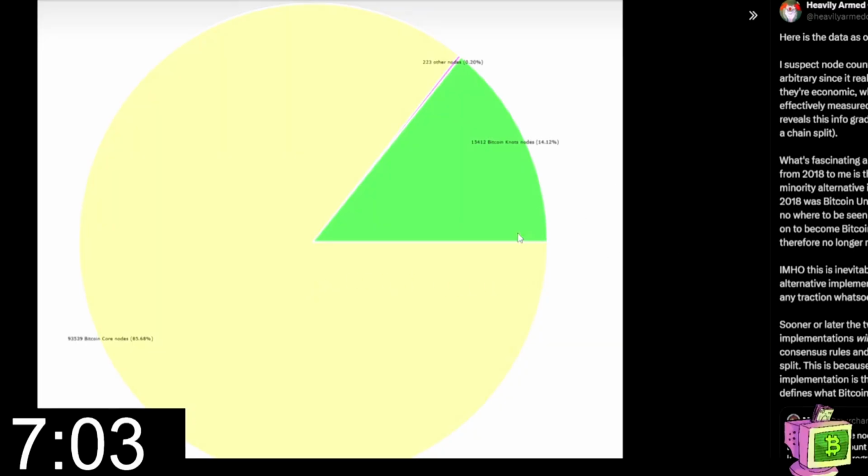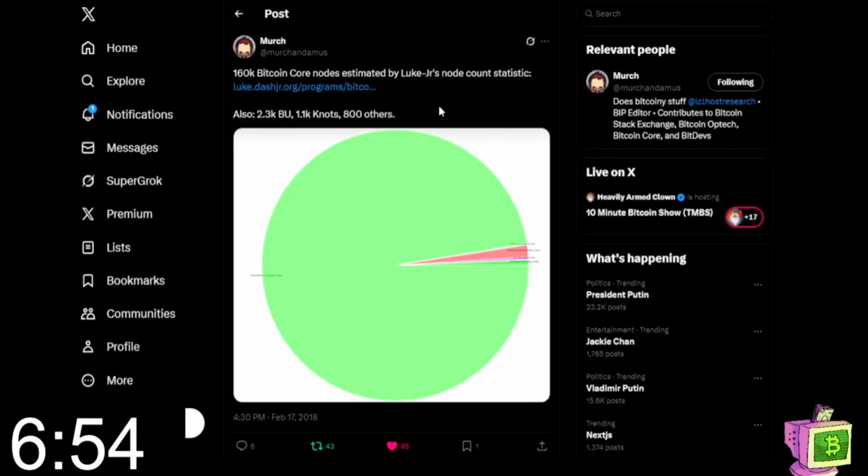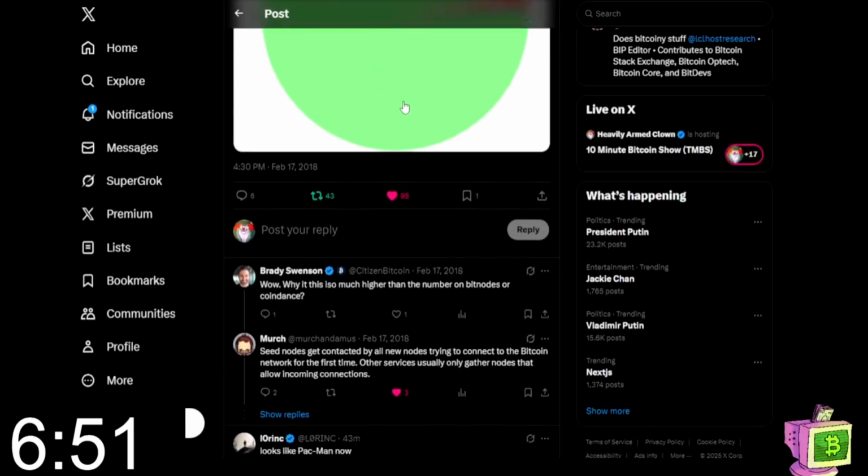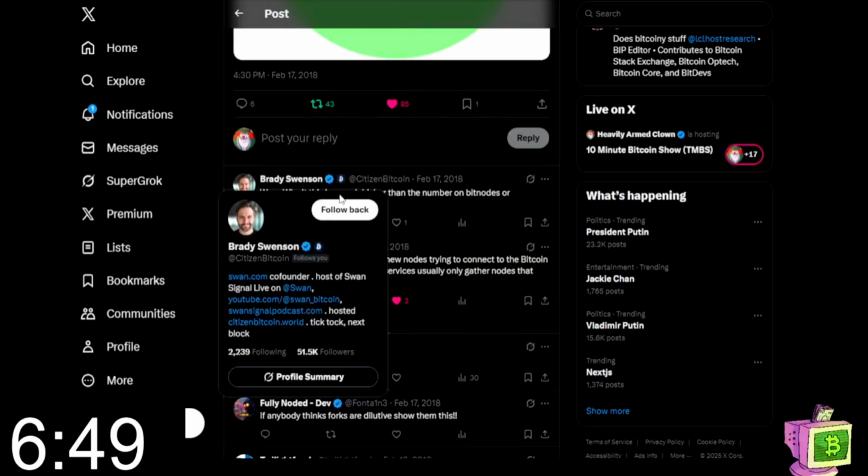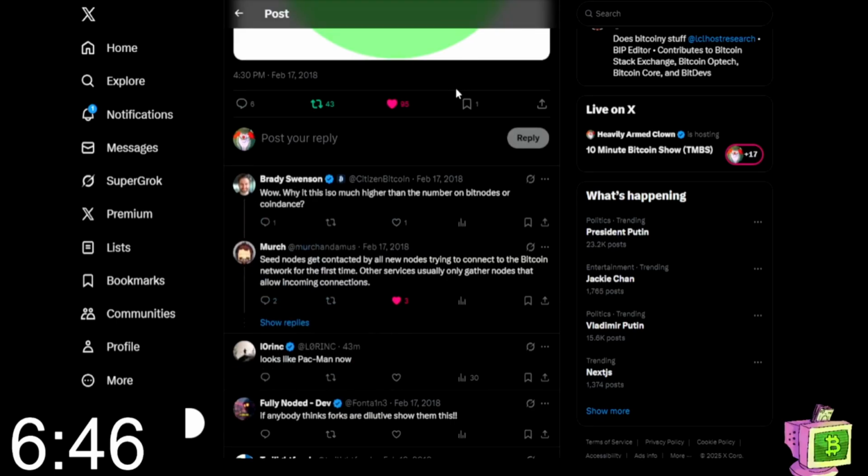Now, the first question you might have, which was my question, was why are these numbers so inflated compared to what you might see on some of the dashboards that aggregate node counts of various versions? Well, our resident Merch has an answer to that question for us here because Brady Swenson asked that question back in 2018. He said, wow, why is this so much higher than the number on BitNodes or CoinDance? Today, we'd maybe look at like Clark Moody's dashboard or something. And Merch responded, seed nodes get contacted by all new nodes trying to connect to the Bitcoin network for the first time. Other services usually only gather nodes that allow incoming connections.